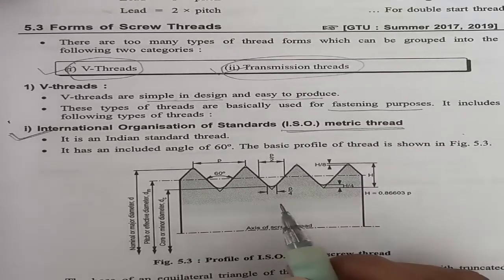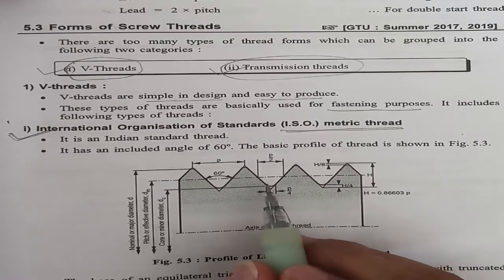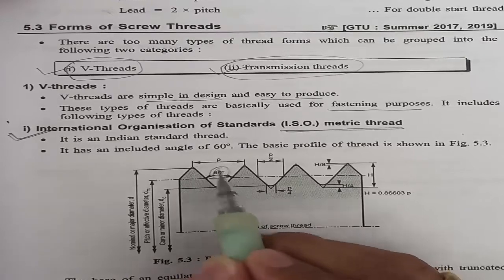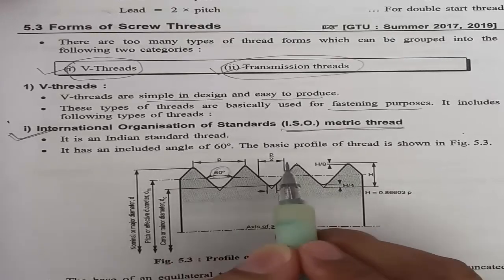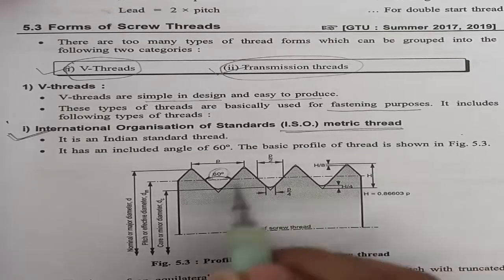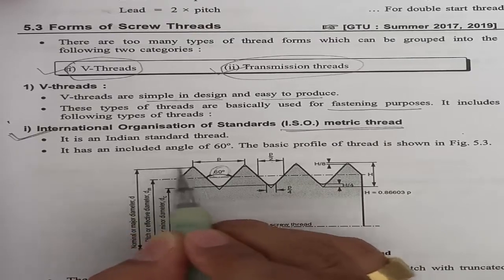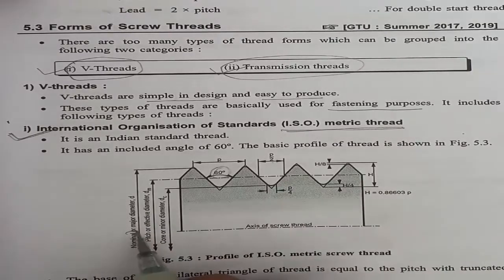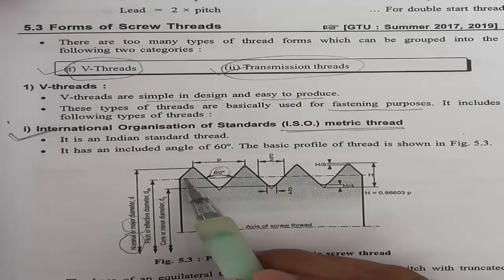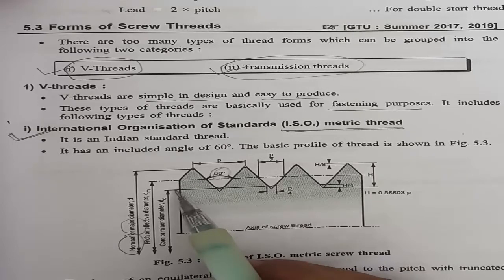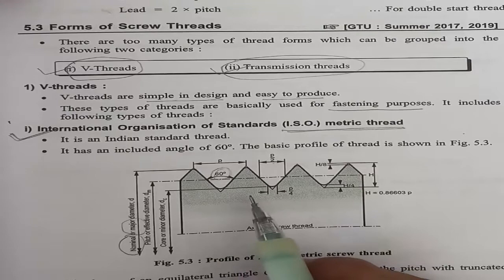So you can see here, this is a basic profile for the ISO thread. The included angle, this is called the included angle, is 60, okay, and this is pitch, this is half of pitch, and these all are the assumptions given here in this profile. This one is the outer diameter, or we can say major diameter or nominal diameter, okay. This one is called the pitch, or we can say effective diameter, and the third one is core diameter, or we can say minor diameter. So this is a basic profile regarding the ISO metric thread.